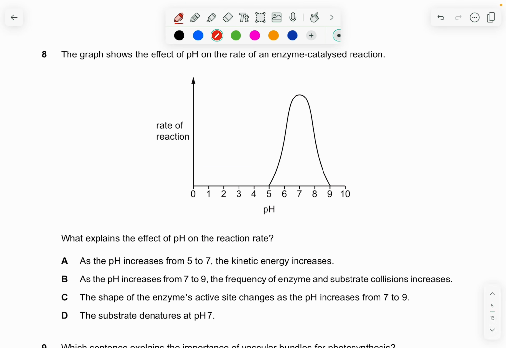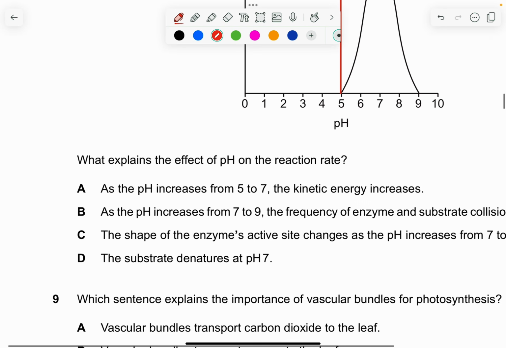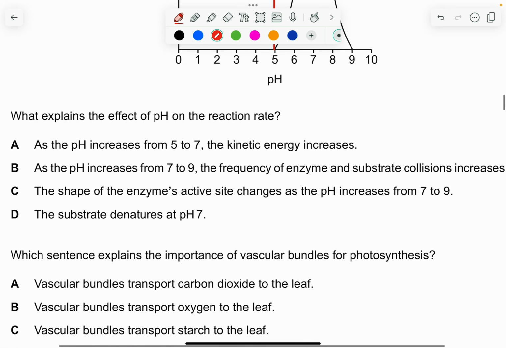Question 8. The graph shows the effect of pH on the rate of an enzyme catalyzed reaction. So you can see from here the graph that has been indicated is more of the basic side. Basic means at the alkali area. So let's explain the effects of the pH on the reaction rate.